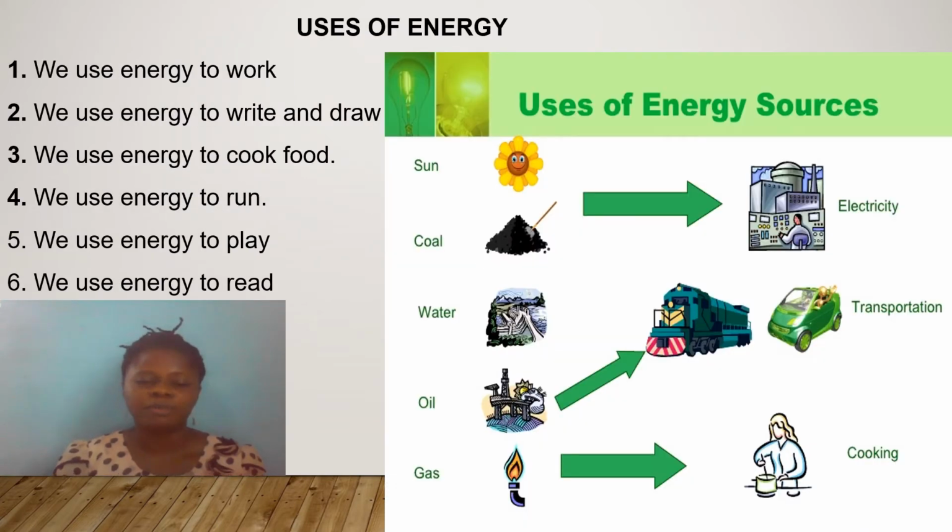Now, what are the uses of energy? We use energy to work. We use energy to write and draw. We use energy to cook. The gas that mommy uses to cook is energy. We use energy to run. When you are running, you need energy. When you are playing, you need energy. When you are reading your books, you need energy.